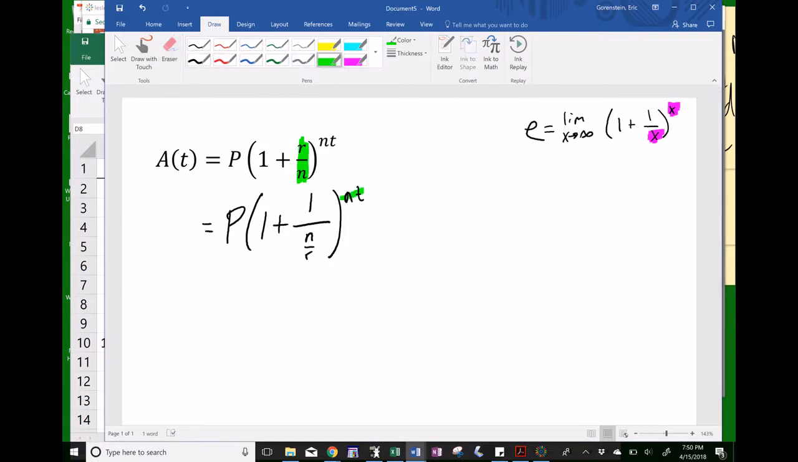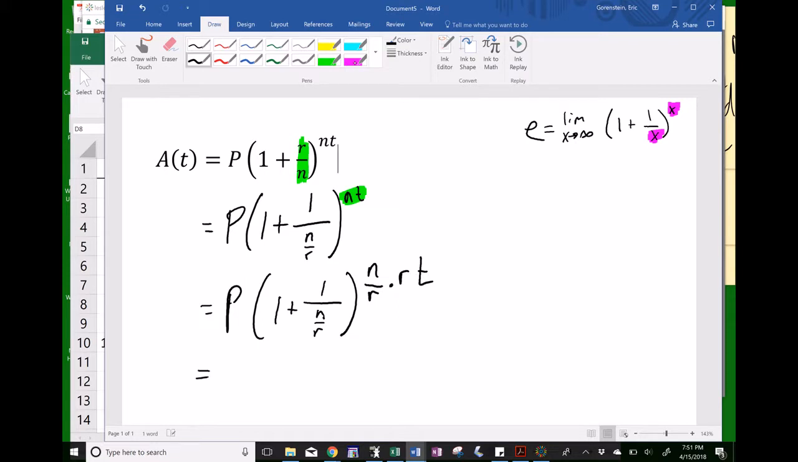So now I want to work with this n times t. So we have P(1 plus 1 over n over r) to the power of n over r times t. So basically, I needed a divide by r, so we can multiply and divide by r. That's again a net change of 0, but now we have the denominator of the fraction and part of the exponent being the same value.